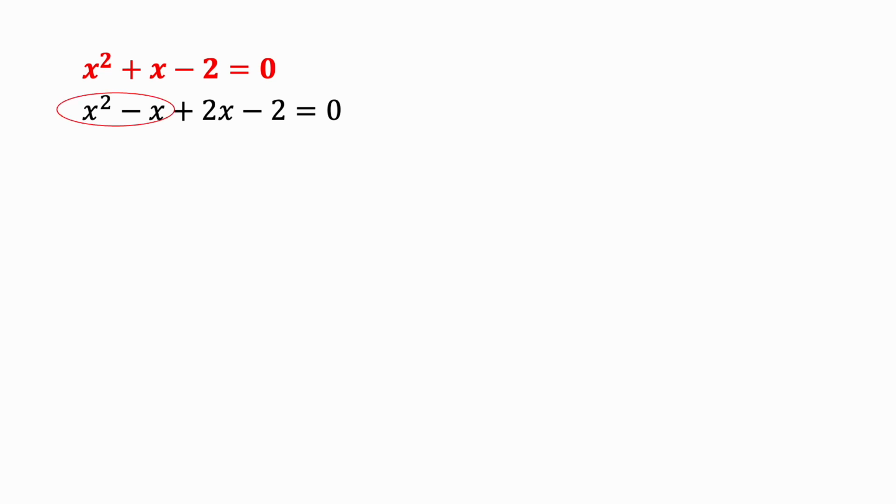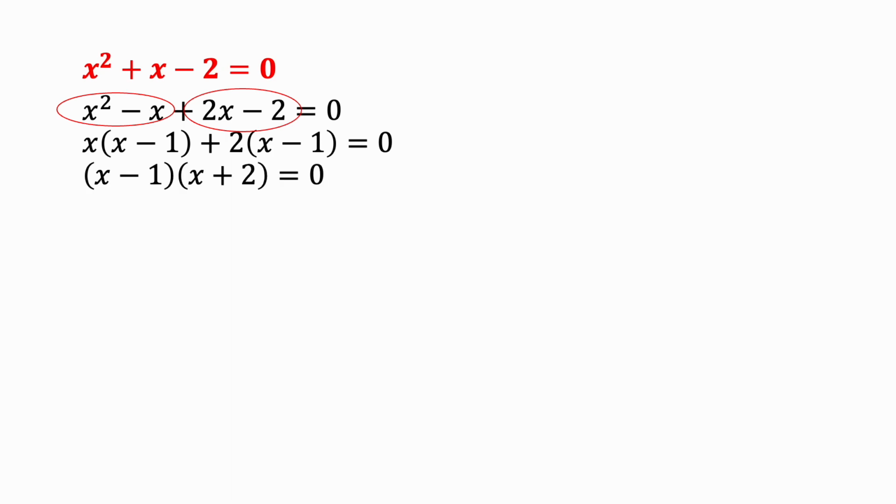Now, let's try to factor out some common terms out of x squared minus x and the common term from 2x minus 2. Doing so, we end up with x(x minus 1) plus 2(x minus 1), right? So again, we're factoring out the common term.